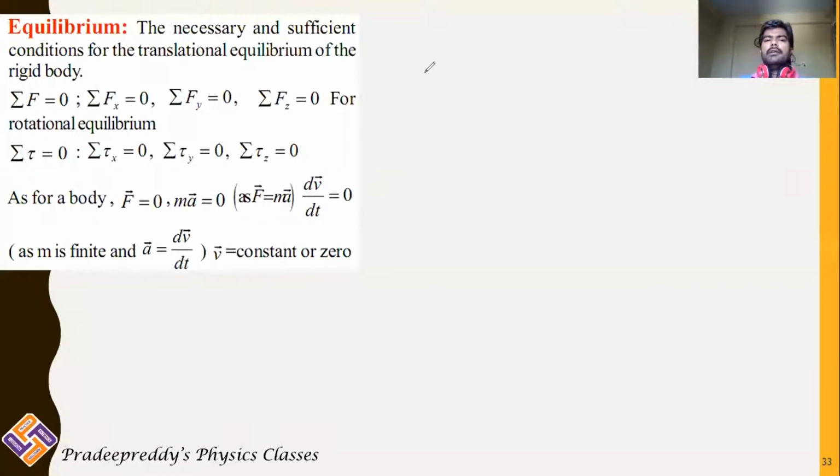Students, in this video session, we will learn about equilibrium conditions and problems related to equilibrium conditions. As we already know, F is equal to ma, or you can write this as F is equal to dp by dt, where in order to find out force, you need to find out acceleration. If you are able to calculate acceleration, you can find out force.